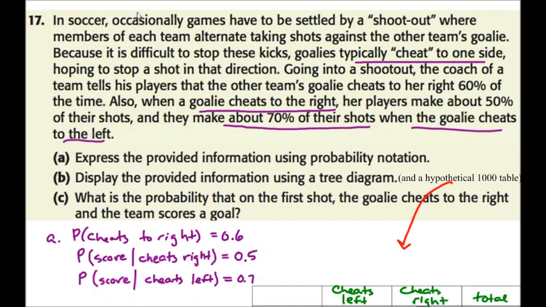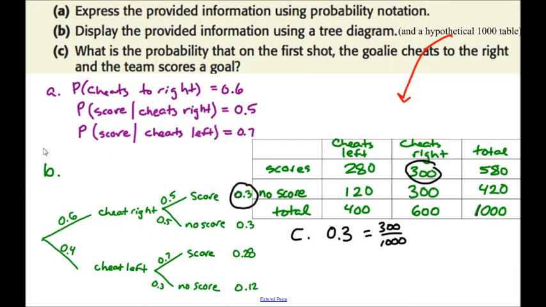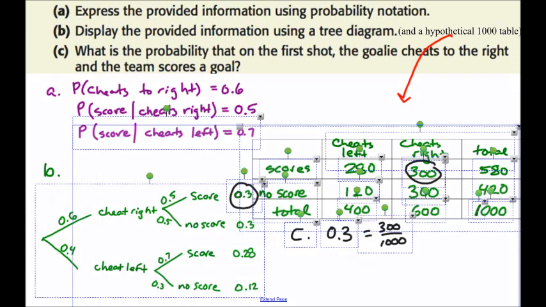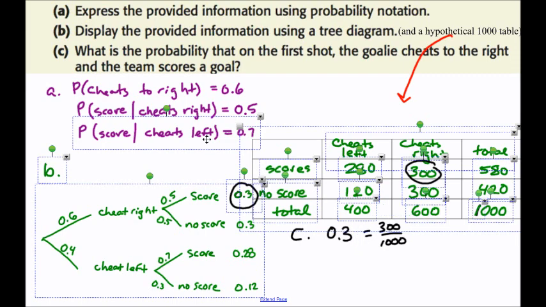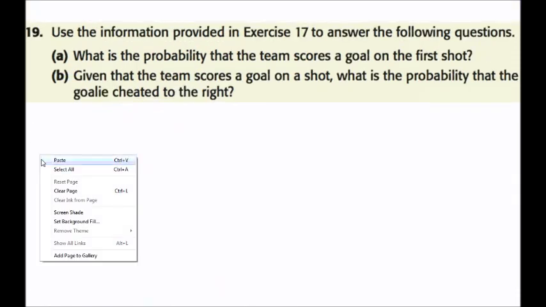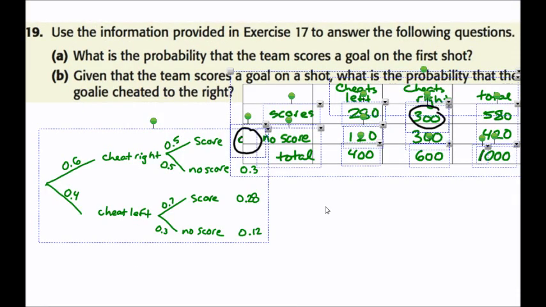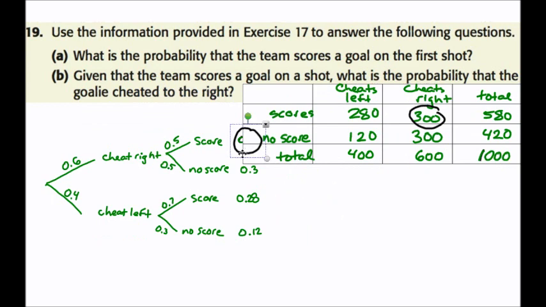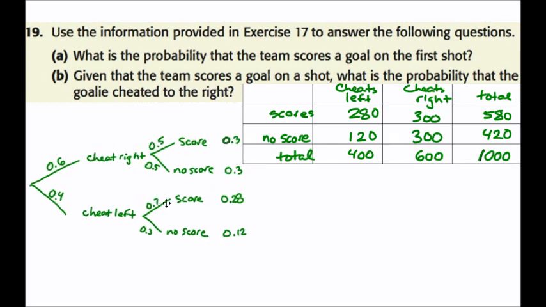If we have our two-way table, I'm going to probably grab all this information and put it on the next page here. Let's grab all that, with the exception of those little bits and this bit. Let's put it on the next page for our reference. Cool. All right, so the probability that a team scores a goal on the first shot.